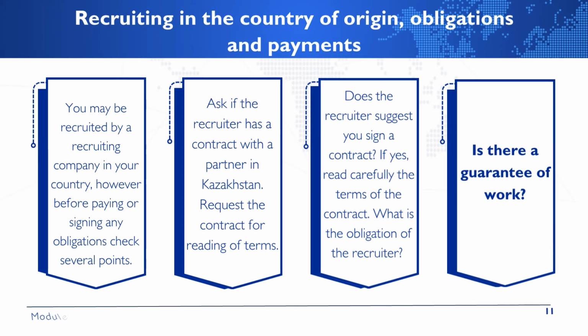You may be recruited by a recruiting company in your country. Before paying or signing any obligations, check several points. Ask if the recruiter has a contract with a partner in Kazakhstan. Read the terms of contracts carefully and ensure there is a guarantee of work. If the recruiter doesn't have a contract with a local partner, their promise of a job may be unrealistic. Read the contract carefully. Check what the obligations of the recruiter are.